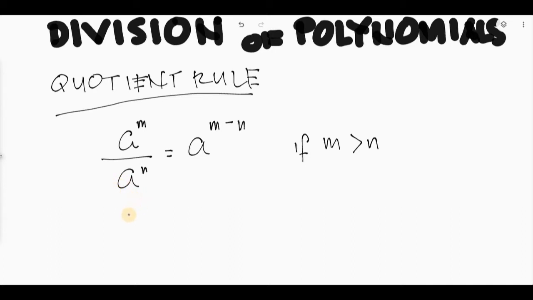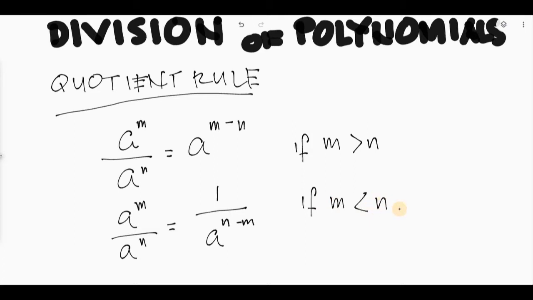Next one, a raised to m over a raised to n is equal to 1 over a raised to n minus m, if m is less than n. Mamaya, let's make example tayo. Okay? So that's the first two.